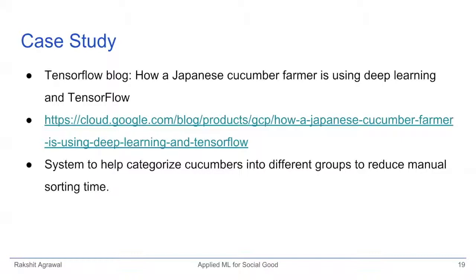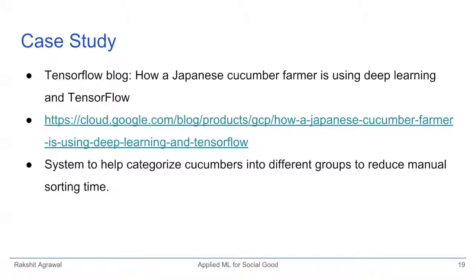Basically that was a good starting point for anyone to start applying deep learning. There used to be a library called CAM before that, but it was more for people who are doing research. TensorFlow is more accessible in that sense. So they hosted this very nice post on their first TensorFlow Summit, which was a Japanese cucumber farmer who used a deep learning based system to identify different categories of cucumbers.